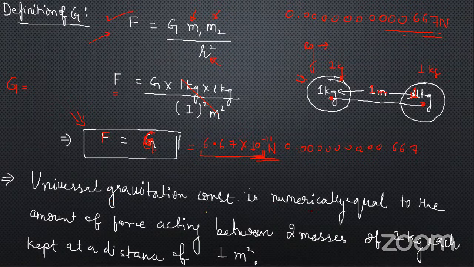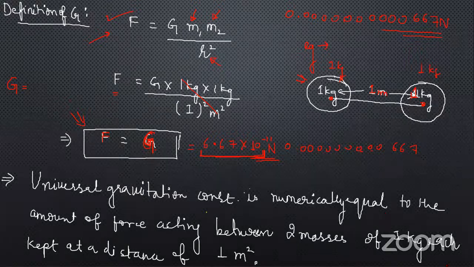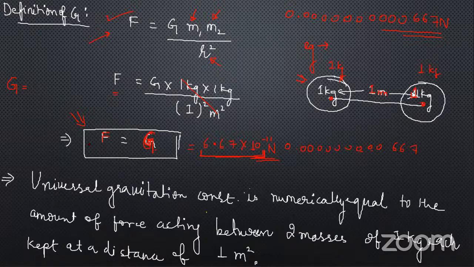The universal gravitation constant is numerically equal to that force. See, the gravitation constant is not force, but it is numerically equal. Just like in the first chapter, I told you that distance and displacement cannot be equal. Only the magnitudes of distance and displacement can be equal, because distance is scalar and displacement is vector. Both are different physical quantities, so both of them cannot be equal. Similarly here, the universal gravitation constant is not equal to force. This is another physical quantity, but they are numerically equal.